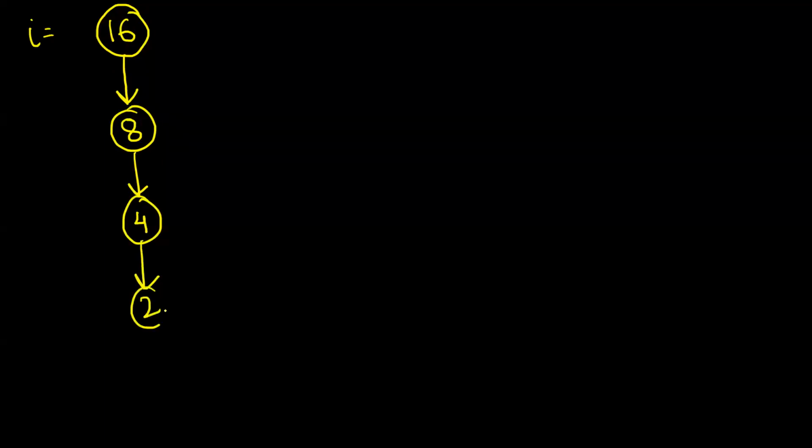First of all, let's take a value of I equal to 16. So first of all, I equal to 16, the loop runs once. Then the value of I will become 8, the loop will again run. Then the value of I will become 4, loop will run. Then the value of I will become 2, loop will run. Then the value of I will become 1, loop will run. And then the loop will not run. So how many times has the loop run? 1, 2, 3, 4, 5 times.